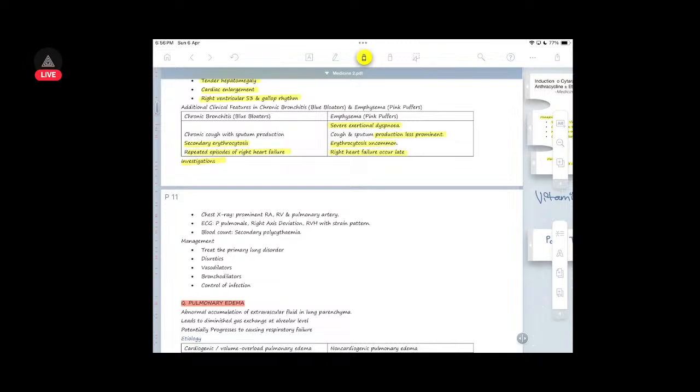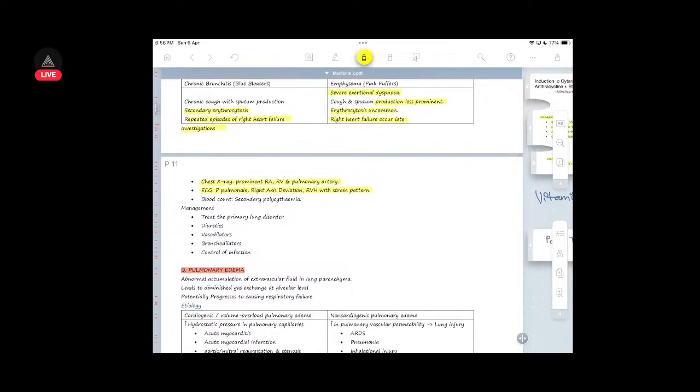Okay. Investigations: chest X-ray, prominent right ventricle and pulmonary artery. ECG, P pulmonale, right axis deviation, RVH with the strain pattern is seen. Then blood count, you have secondary polycythemia. So management: you treat the primary lung disorder, diuretics you provide, vasodilators you provide, bronchodilators you provide, and you control the infection.